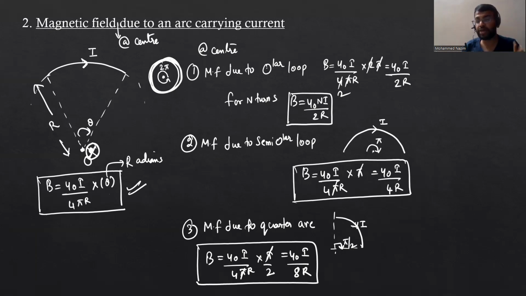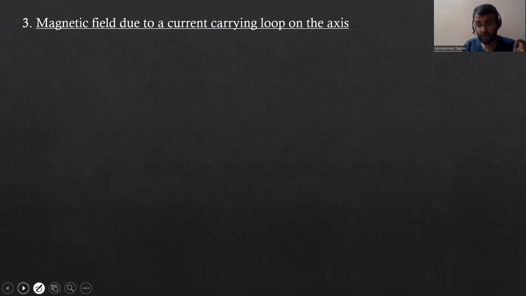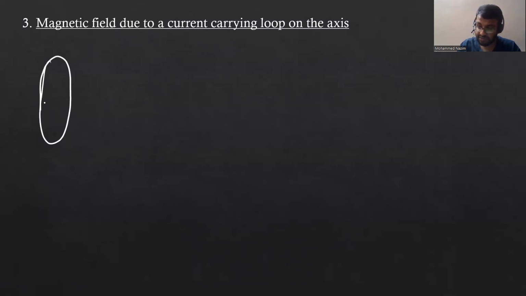This is magnetic field due to current carrying element, arc. First was a straight wire. Then the second application is due to an arc. Third application is due to a circular loop. But in the previous case, we calculated the circular loop at the center. But this we are calculating on the axis. We are calculating on the axis. So I'll just draw the diagram. I hope you understand this diagram.